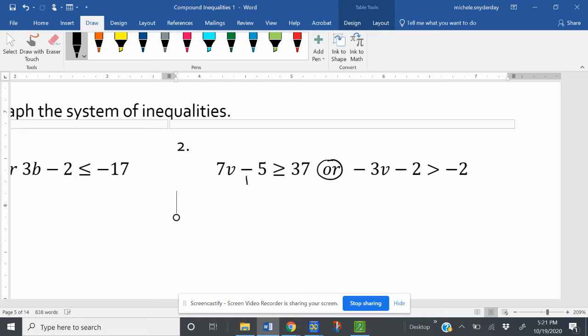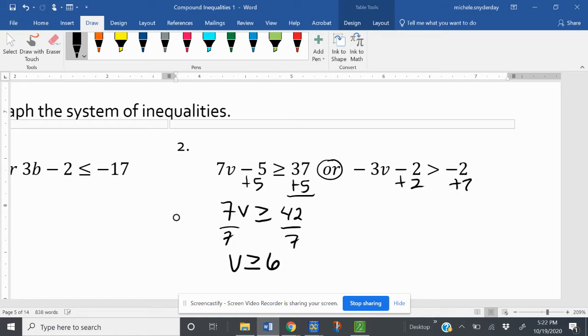So the first one, we're going to add 5 to both sides of our inequality. That leaves us with 7b is greater than or equal to 37 plus 5, which is 42. And we divide both sides by 7, and we have b is greater than or equal to 6. The second inequality, we've got a negative 2 here, so we'll add 2 to both sides.